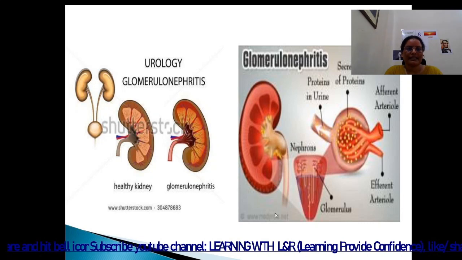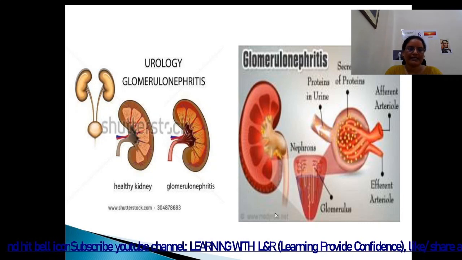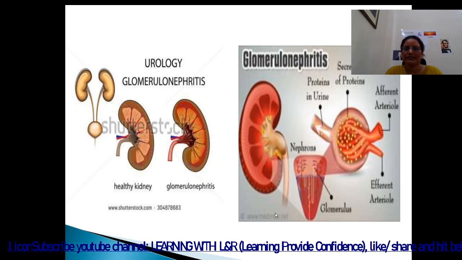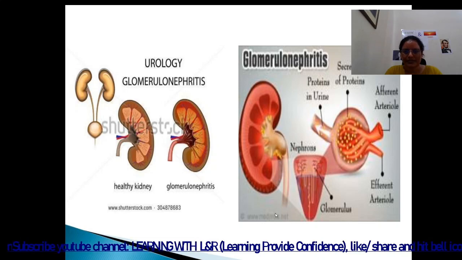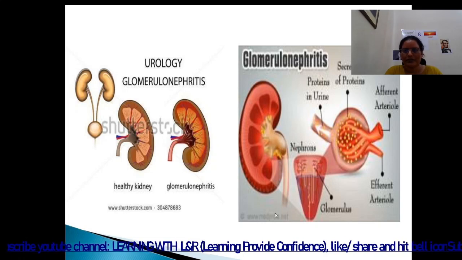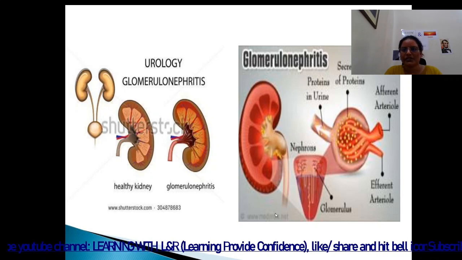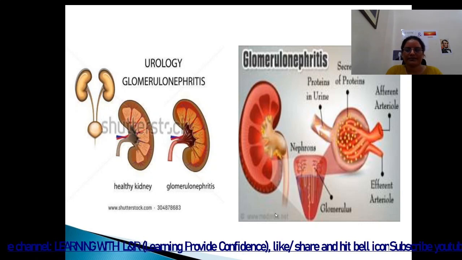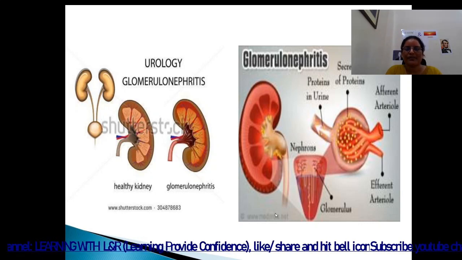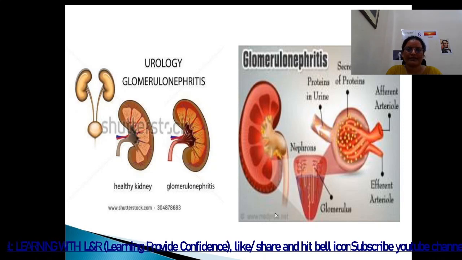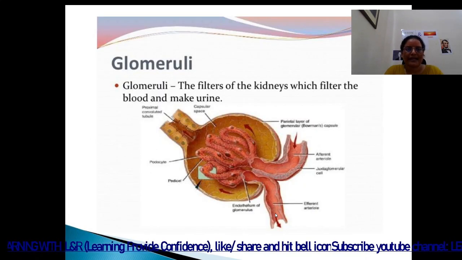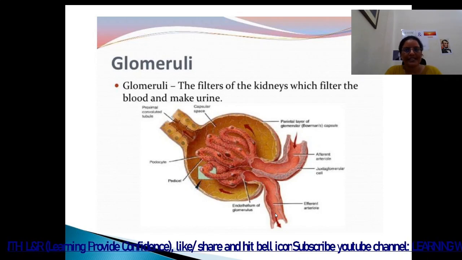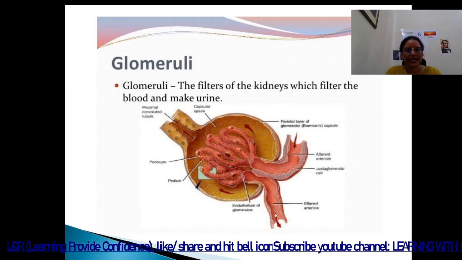You can clearly see the healthy kidney and the kidney with glomerulonephritis. Then you can see the parts of the kidney: glomerulus, nephrons, efferent arterioles, and secretion of protein in urine. When this condition happens, it is known as glomerulonephritis. What is the glomerulus? It is the filter of the kidney, which filters the blood and makes urine.